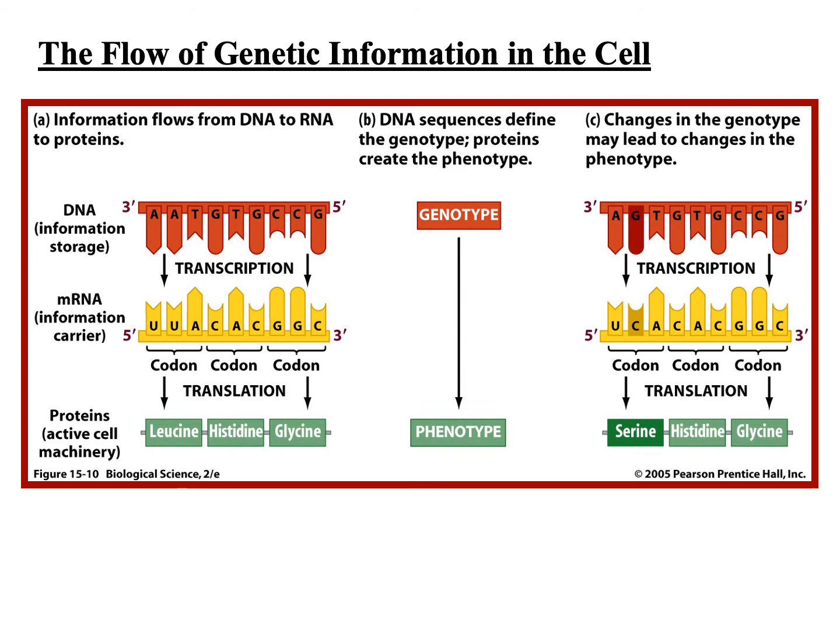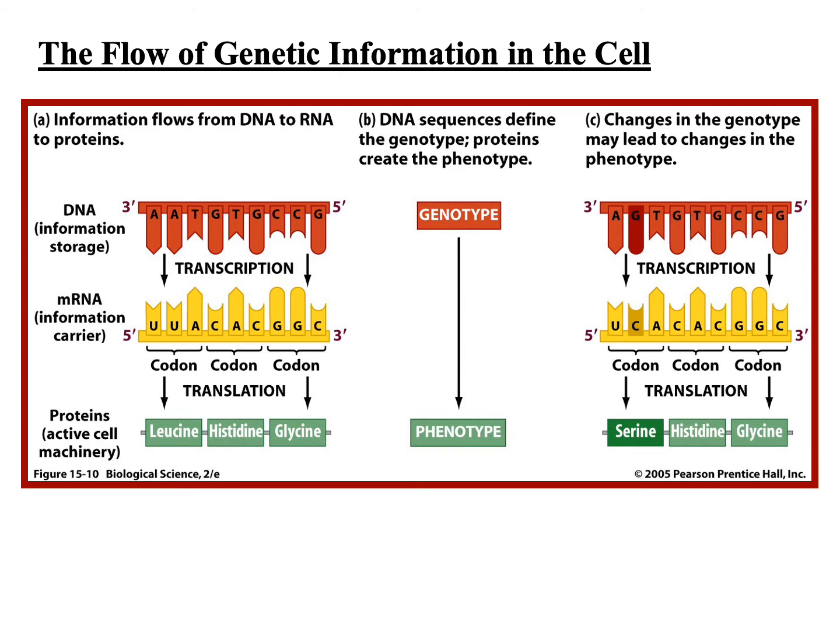So in this example, you can see the codon UUA. That is the instructions to insert the amino acid leucine. The next codon, CAC, is the instructions to insert the amino acid histidine. And then lastly, the codon GGC is the instructions to insert the amino acid glycine. And this is a very simplified view of what happens during transcription and translation.